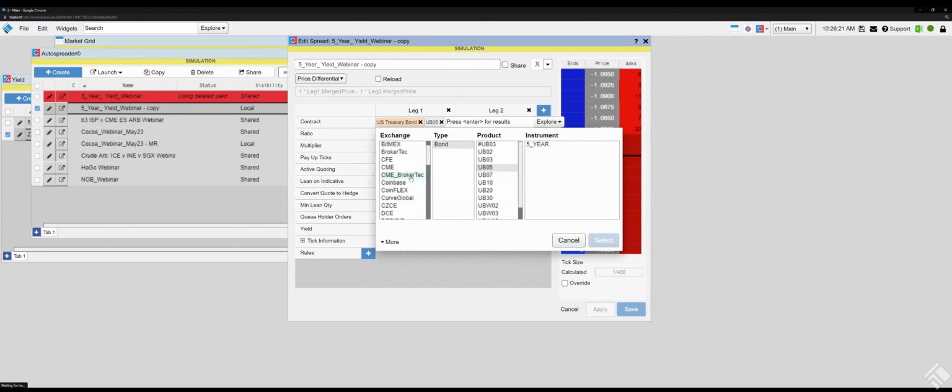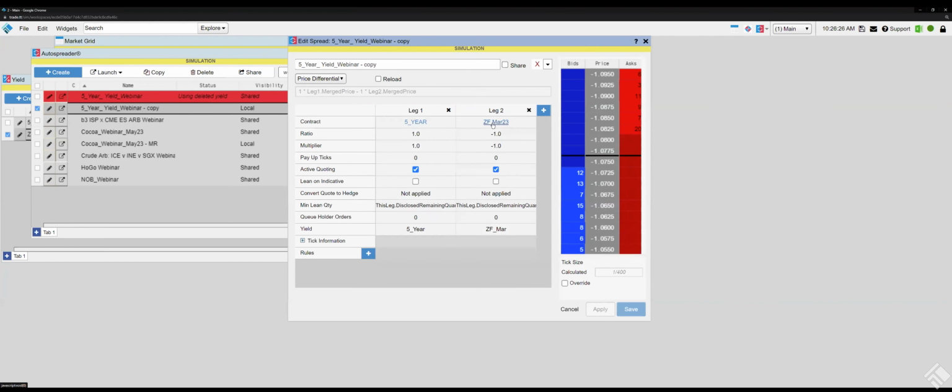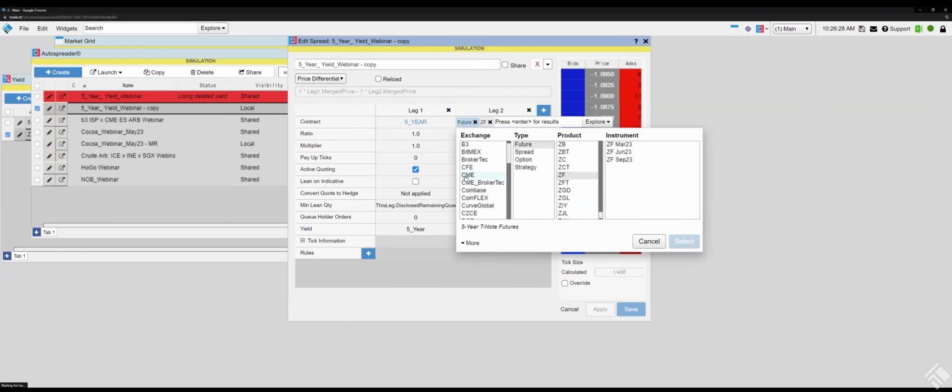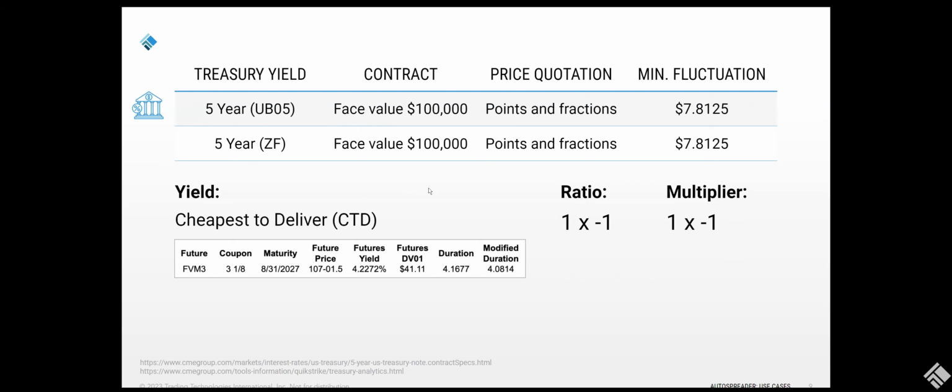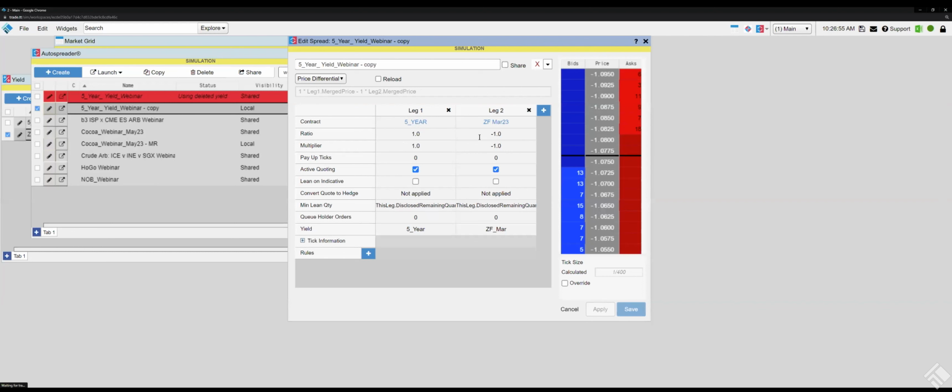This is from CME BrokerTech, bond, UBO5, and the 5-year instrument. And then ZF is going to be our futures contract. So just CME, future, ZF, and March 23. In this case, if we go back to our slide here, we'll notice the contract value is 100,000 on each. So our ratio is going to be 1-to-1, and the price quotations are both like for like. So no need to modify the ratio or the multiplier in this case.